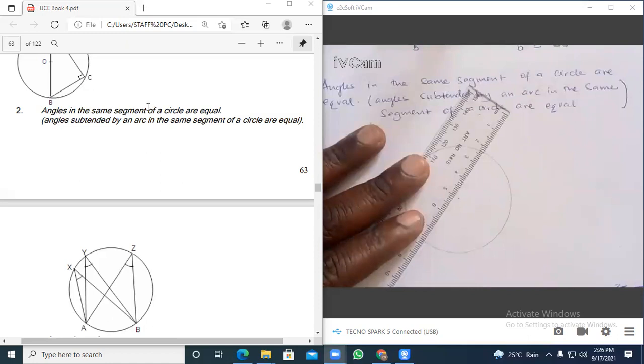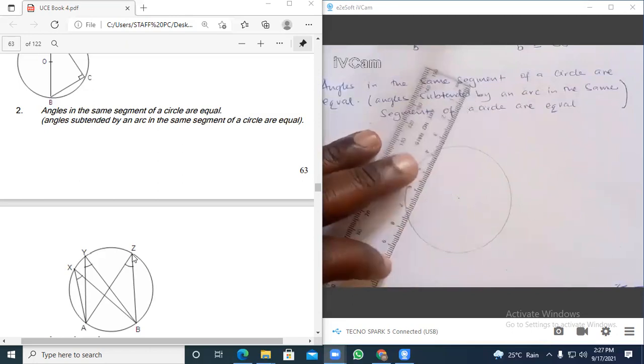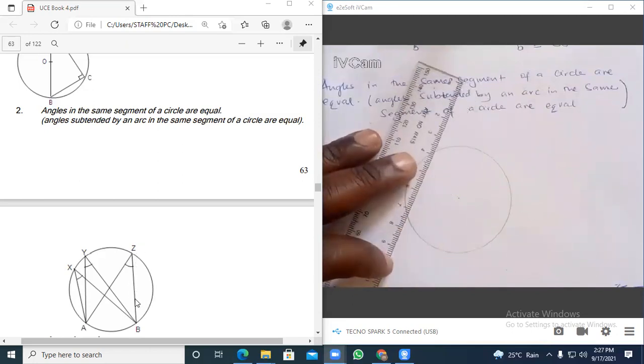So this is just a line. AZ is a chord. XB is a chord. YB is a chord. ZB is a chord. AX is also a chord. So what is a chord? A chord is a line that joins 2 points on a circumference. So you can see Z and B, that is a line joining 2 points on a circumference. There is also Z and A, there is XB, there is YB, there is XA. So all those are chords.